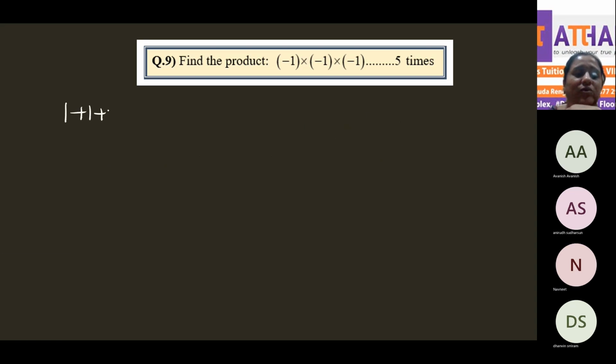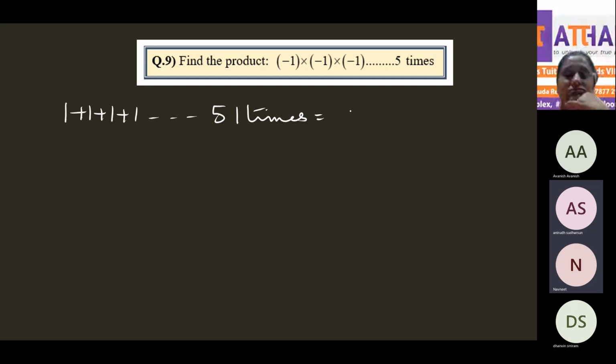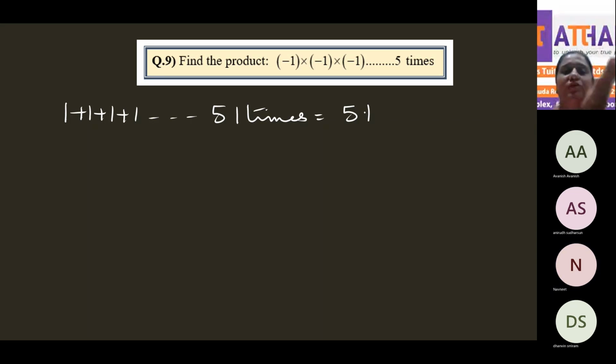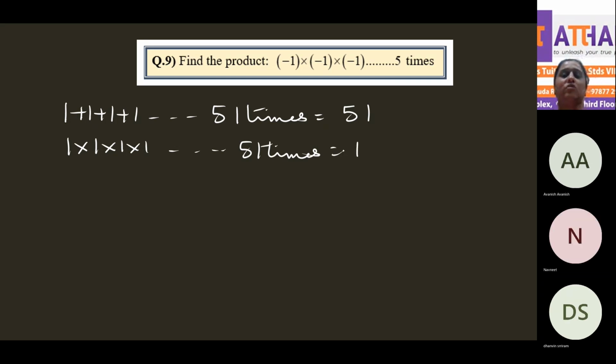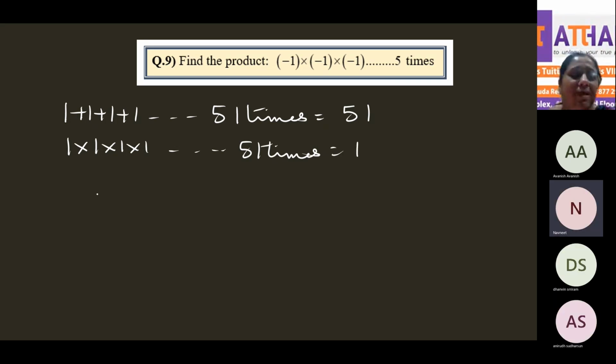So what is the answer for 1 plus 1 plus 1 plus 1, 51 times? 51. Because 1 plus 1 is 2, 2 plus 1 is 3, 3 plus 1 is 4. So 51 times you will get 51. What is 1 into 1 into 1 into 1, 51 times? 1. Okay, this is fine, this is over.